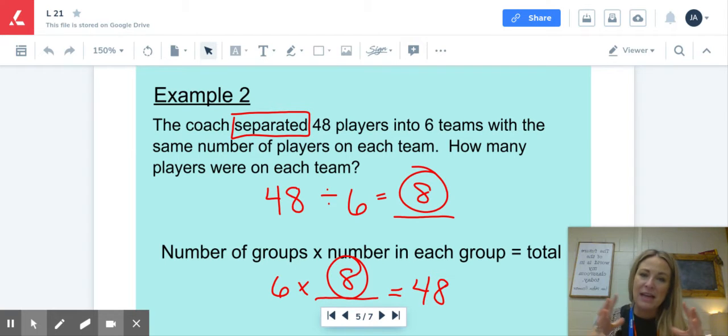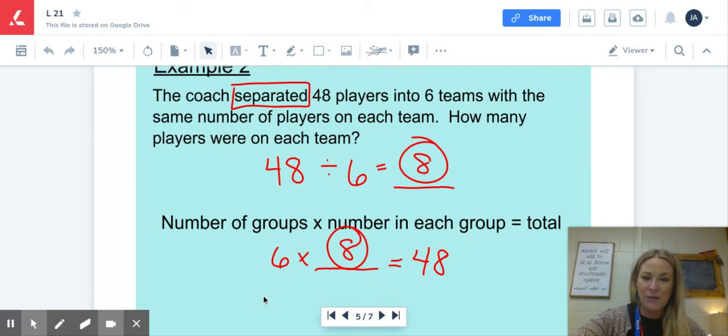So a coach separated these 48 players into 6 teams. So I've separated into 6, and then of course 48 divided by 6 gave me 8. I don't have my label up here on the screen, but really important to label here how many players on each team. Our label is players, 8 players.